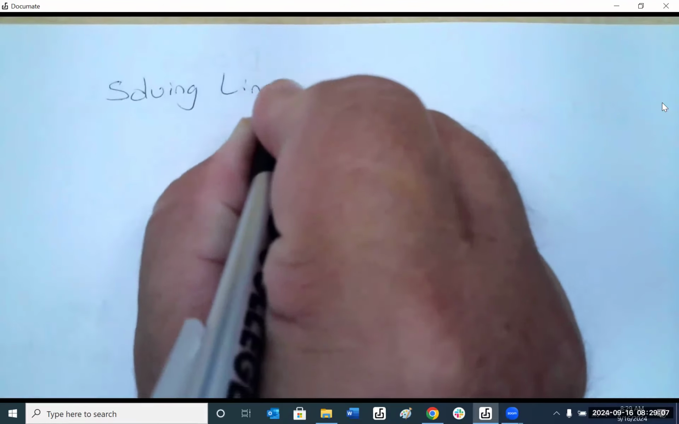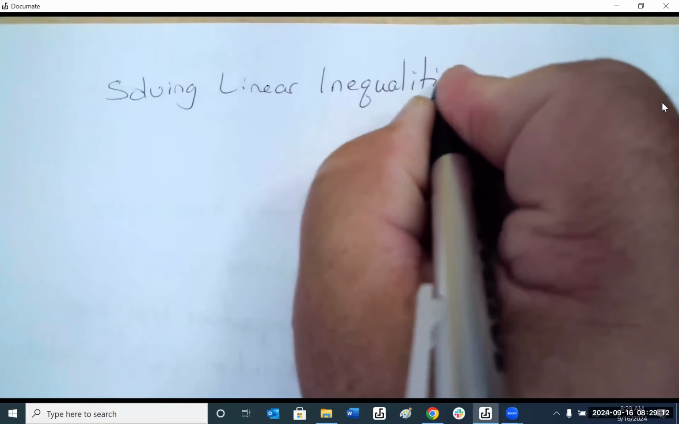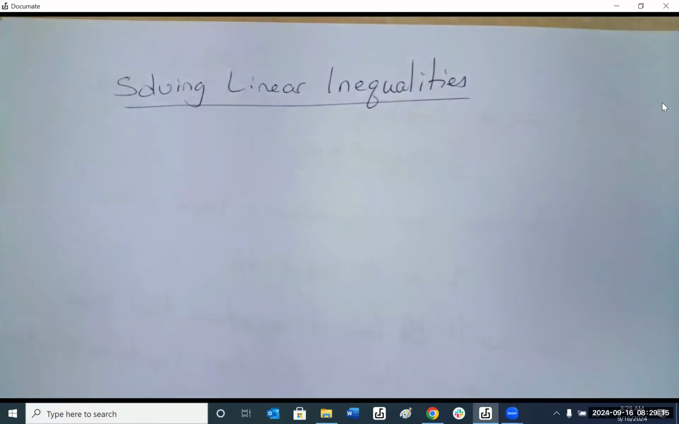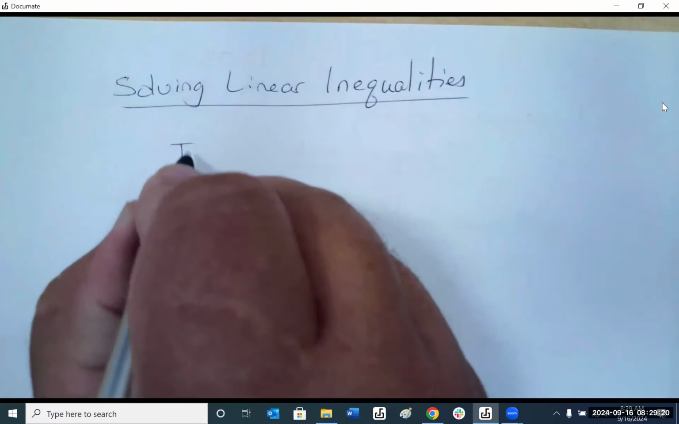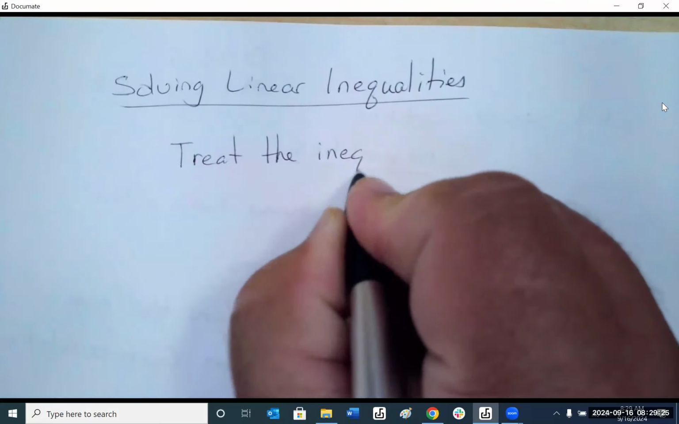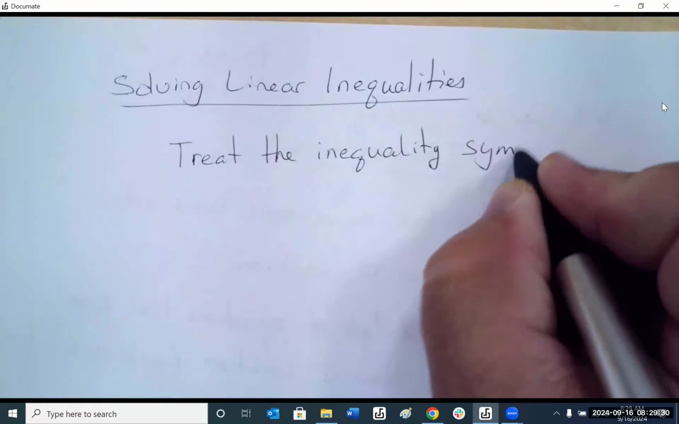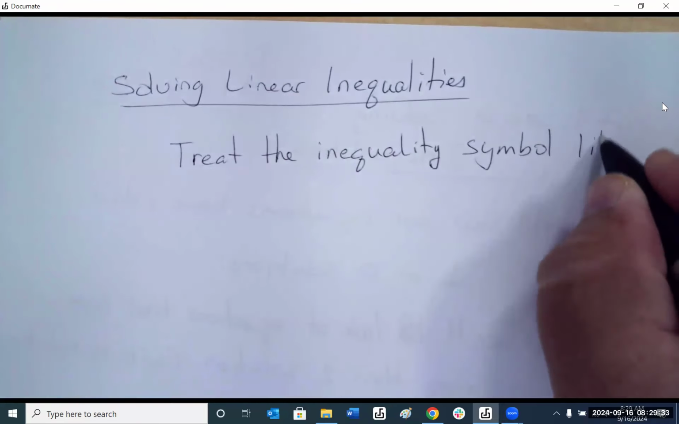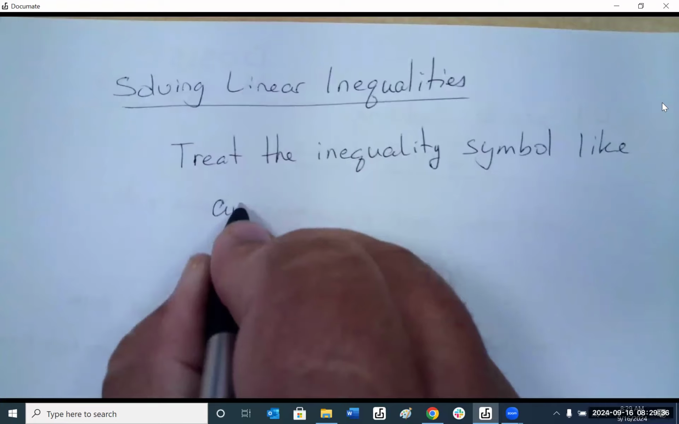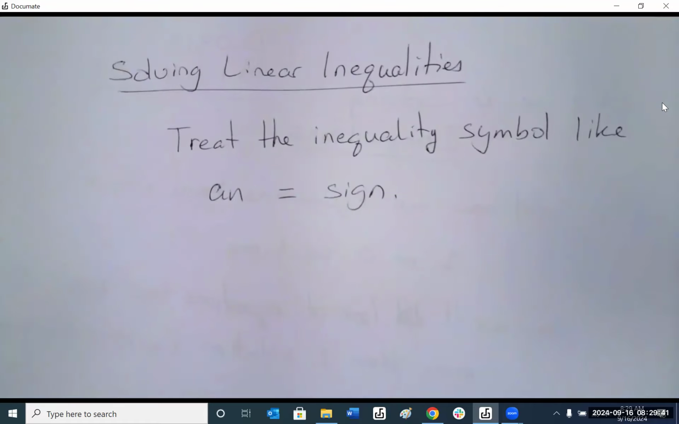Solving linear inequalities. Treat the inequality symbol like an equal sign. In other words, solve the equations the same way when moving things around.